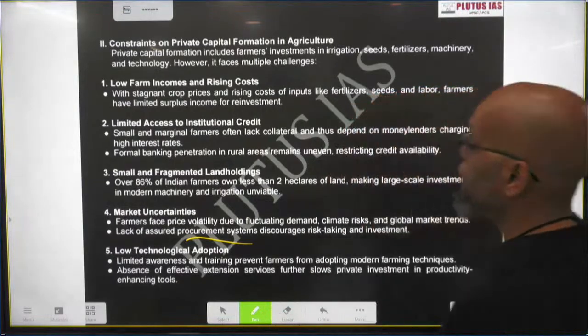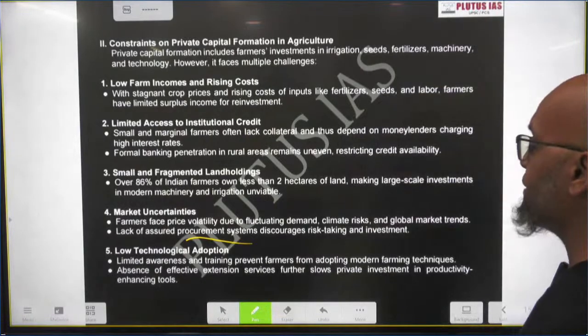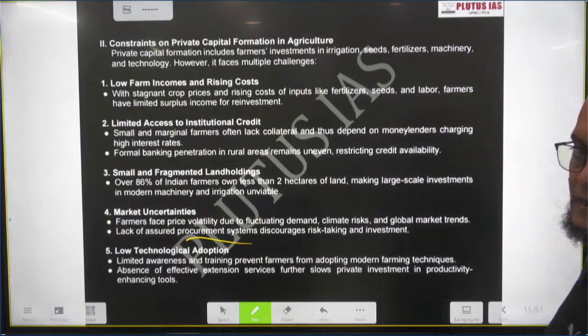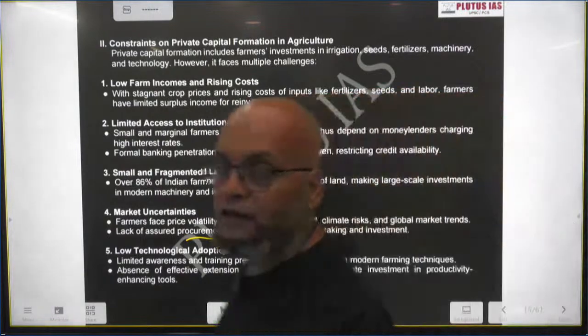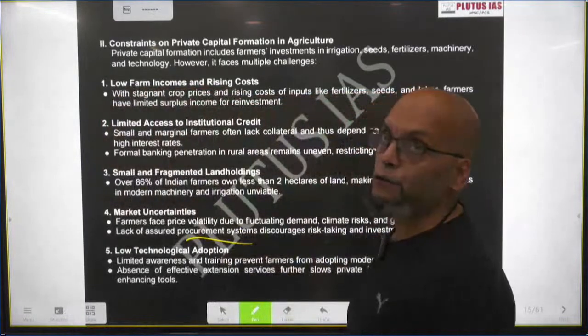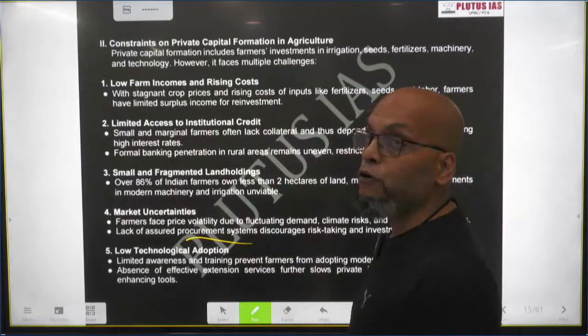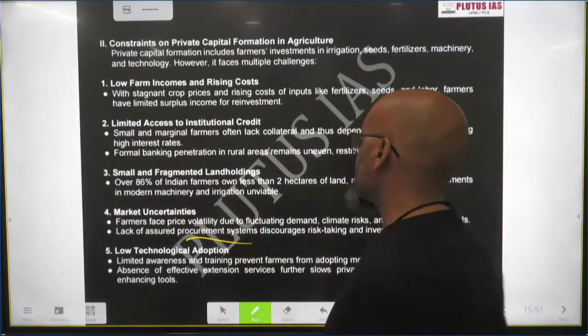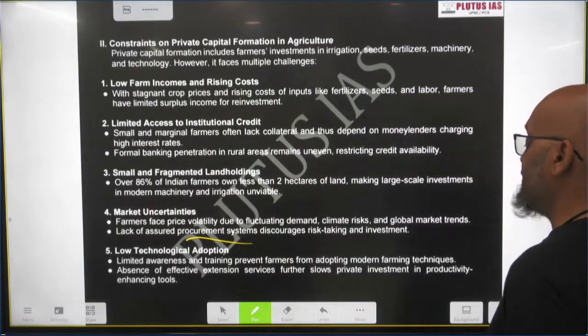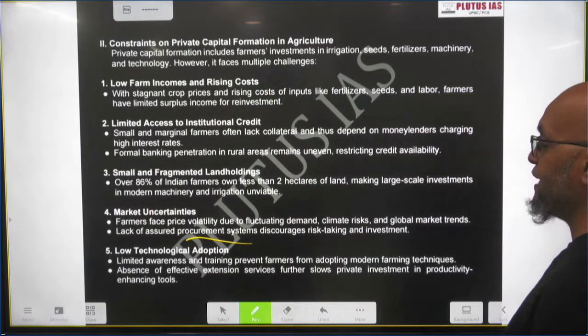Then low technological adoption, limited awareness and training prevents farmers from adopting modern farming techniques. They are not that much aware, not that much educated, so they have not adopted technological aspects of farming. Absence of effective extension service further slows down private investment in productivity enhancing tools.